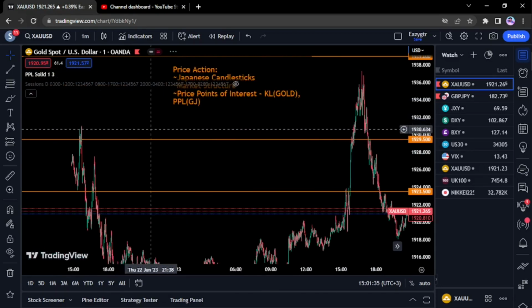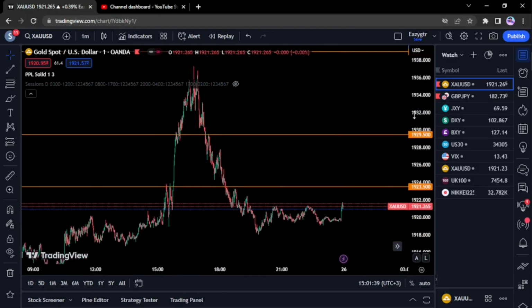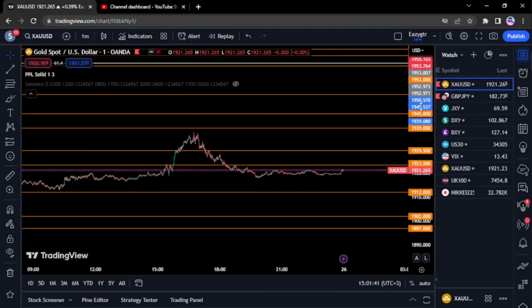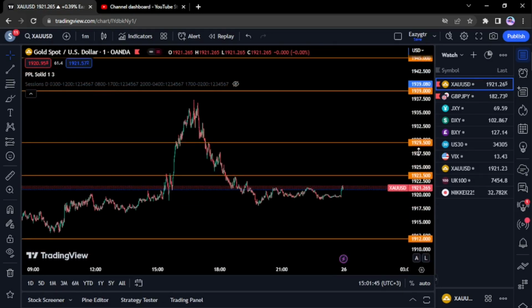So that brings us to the price points of interest. I've already gone over what these yellow lines are. These aren't magical lines, these are the key levels on gold. I plot them on the higher time frame closes. So in the close of the candles, the yearly candles, the monthly candles, the quarterly candles, and sometimes even the weekly candles. These are significant prices because this is where banks and large financial institutions exchange order flow.